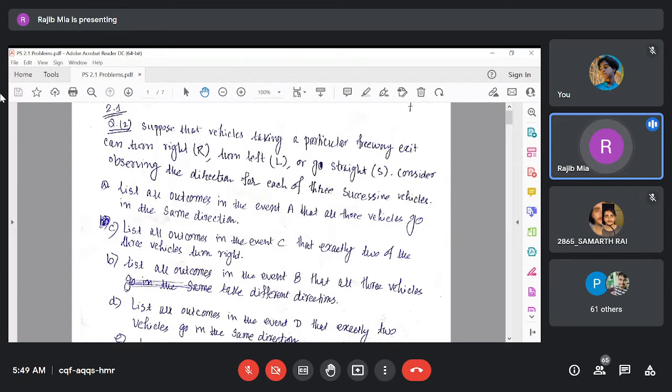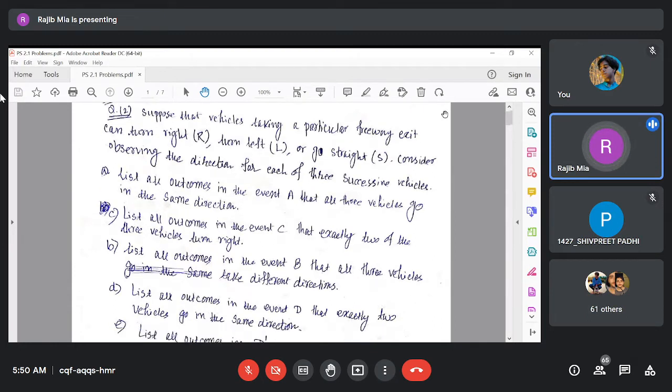So what is the total number of outcomes? There are three vehicles and each has three possibilities, so 3 into 3 into 3, that is 27. Okay, let's solve this question.